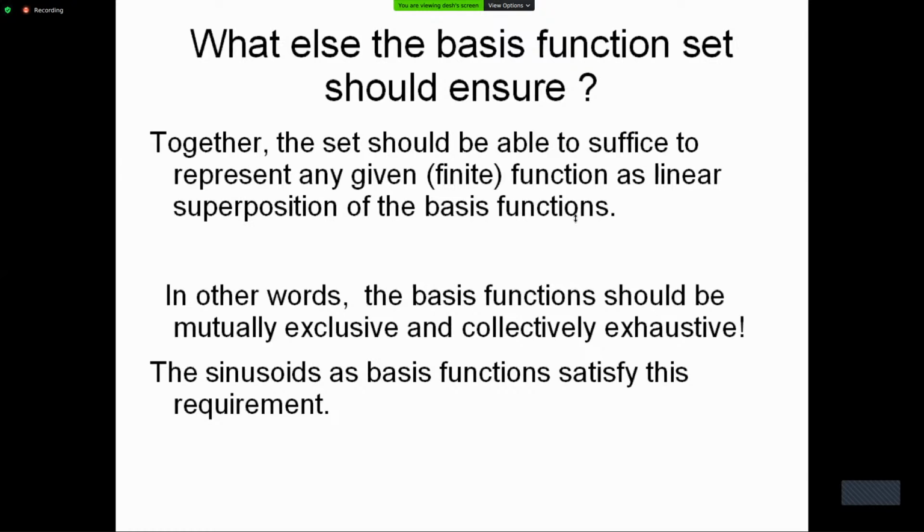What else should the basis function set ensure? While they are independent of each other, that's very nice, the set should also be sufficient to describe any finite function through the linear superposition of these basis functions. So in other words, the basis functions should be mutually exclusive and collectively exhaustive of all possibilities of finite functions. Okay. And sinusoids as basis functions indeed satisfy this requirement.